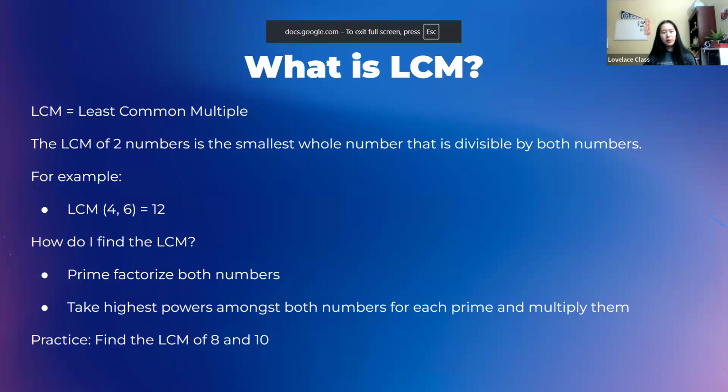So the LCM of two numbers is the smallest whole number that is divisible by both of these numbers. If we look at an example, the LCM of 4 and 6 is equal to 12, because we know that 4 times 3 is 12, and 6 times 2 is 12. There are no numbers smaller than 12 that are divisible by both 4 and 6. You might ask, how do you find the least common multiple?